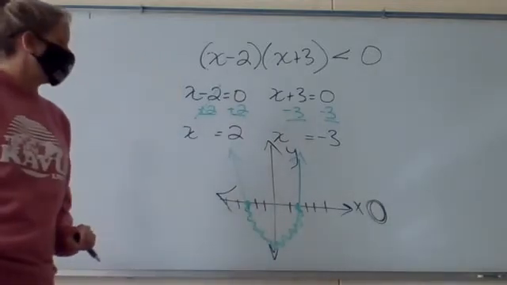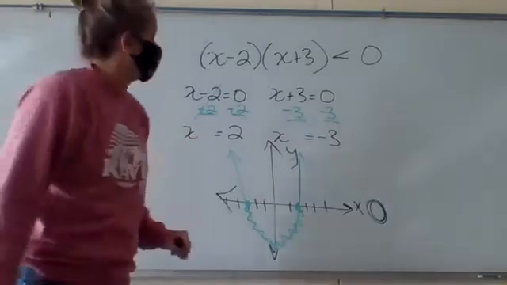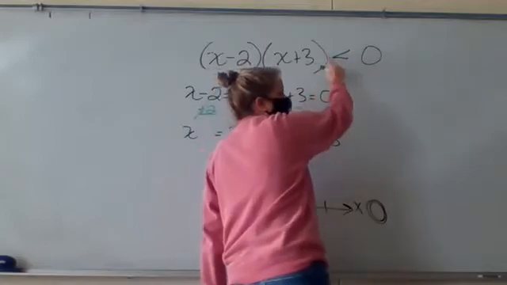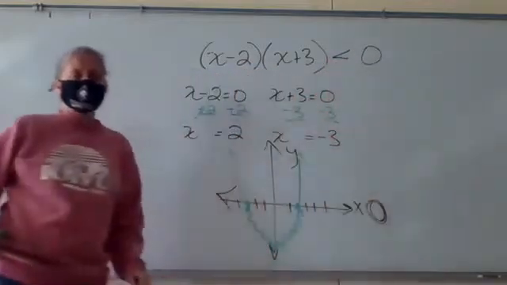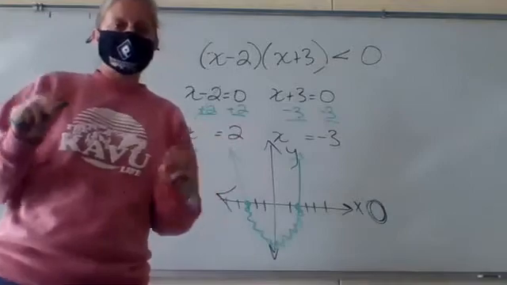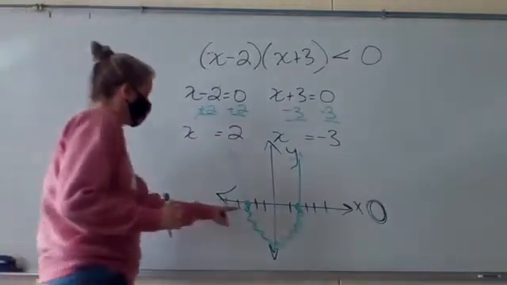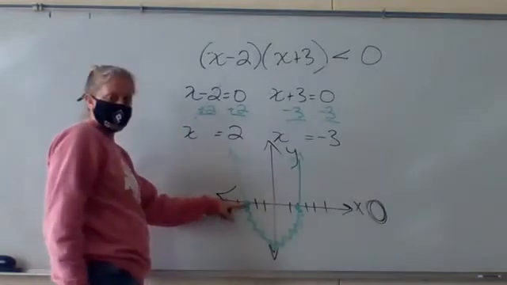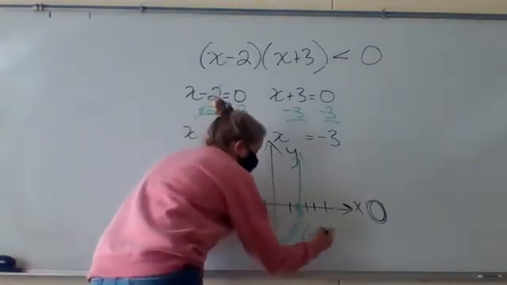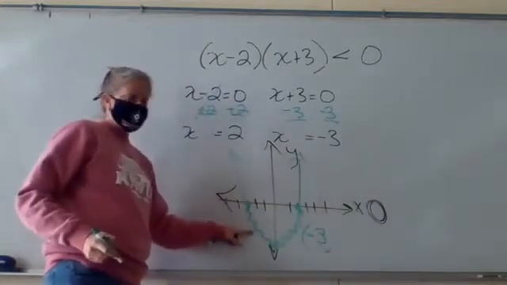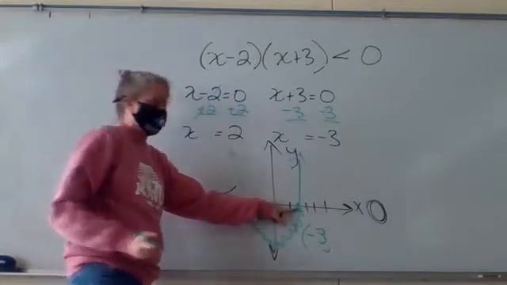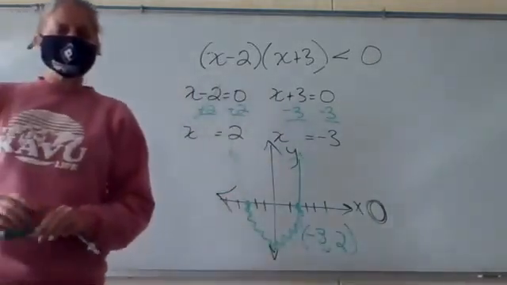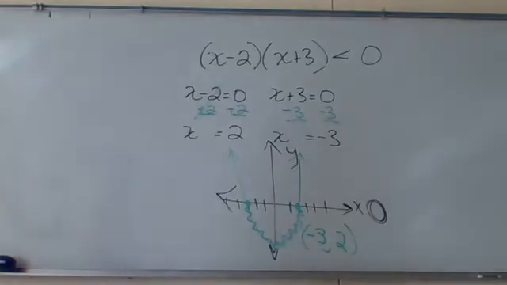Now, I want to use parentheses around my interval because it doesn't have an equal to sign, right? It doesn't say less than or equal to. If it has equal to, then I would use my brackets to include those numbers. But since it doesn't, where does it start being below 0? Right here, which is -3. And it's below 0 all the way until it gets to 2. So -3 to 2 is where it is below 0.